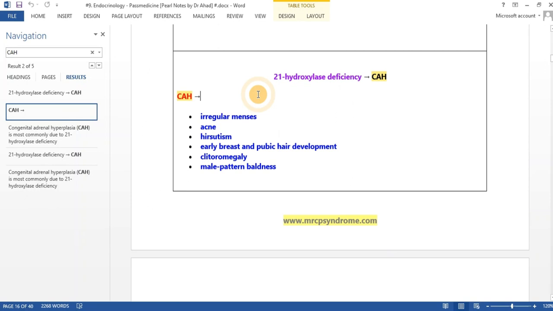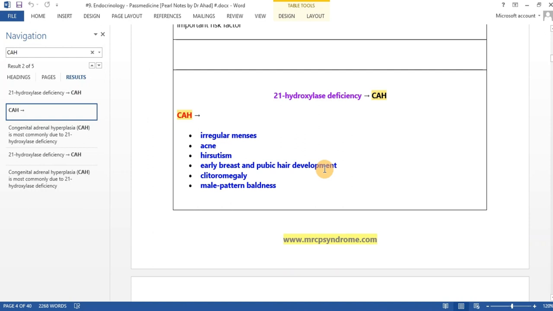So the patient will have irregular menses, acne, hirsutism, early breast and pubic hair development, clitoromegaly, male pattern baldness. So a patient with CAH will have normal pubic hair development. And in case of AIS, pubic hair should be either completely absent or very little.